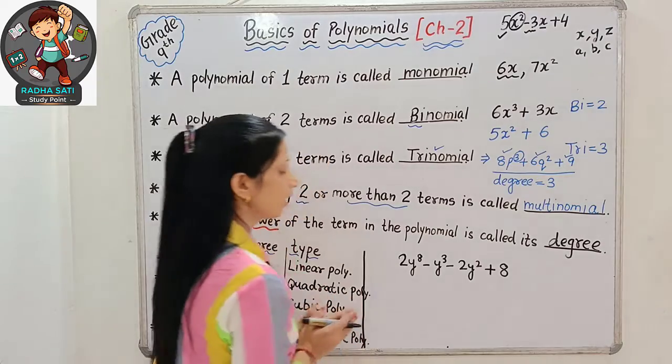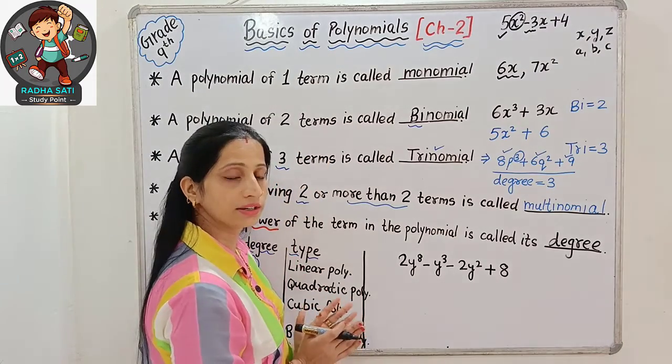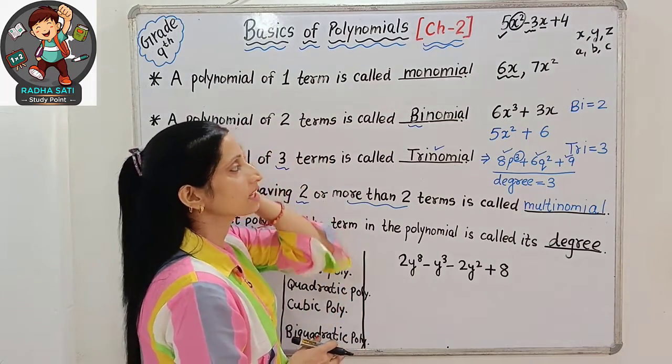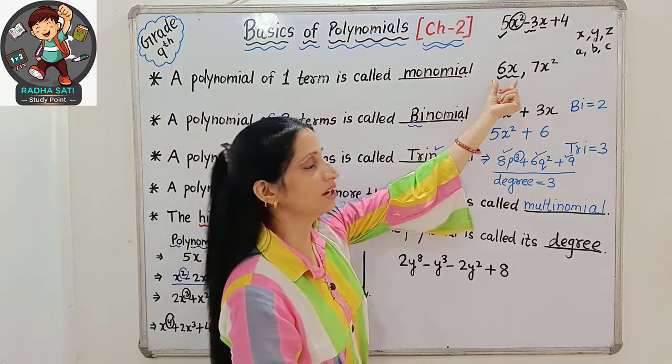Okay. Now, so far we have learned what terms are. For example, if we take only 6x, how many terms are in this?